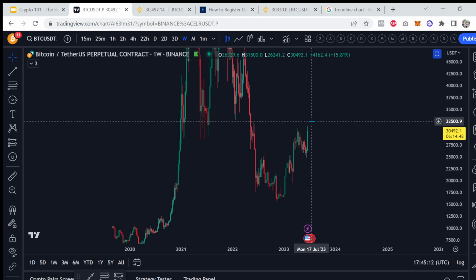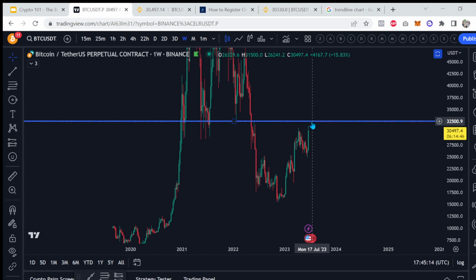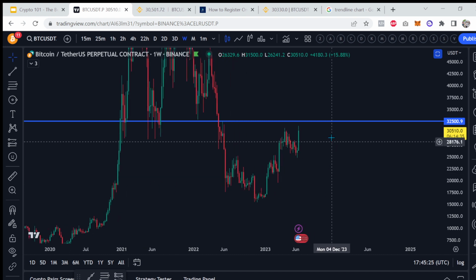But again, we have to apply the concept of support and resistance. You can tell that when price got to 32,500, somewhere around here, it got rejected. So when it gets here, will it get rejected again, or will it continue to the upside and break the trend? All of these concepts come together to form a very strong technical analysis when it comes to trading.